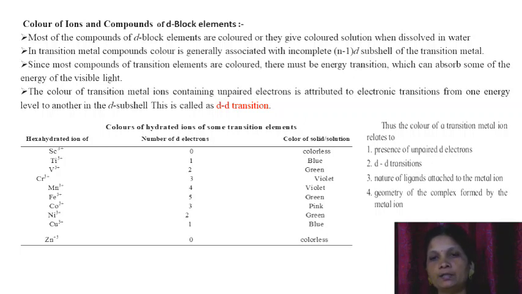Second, d-d transition. Third one, the nature of the ligand attached to the metal ion. And the fourth one is the geometry of the complex formed by the metal ion.